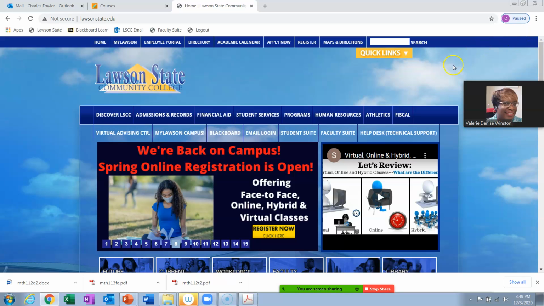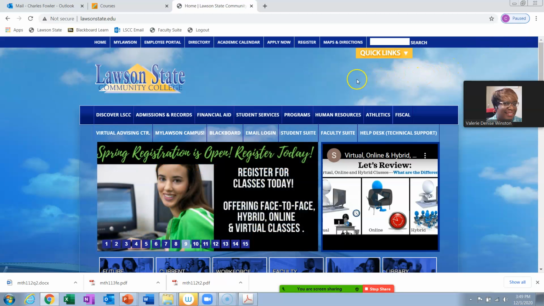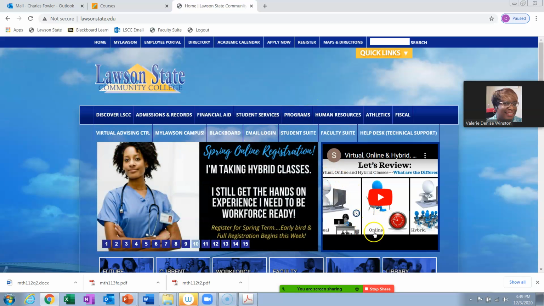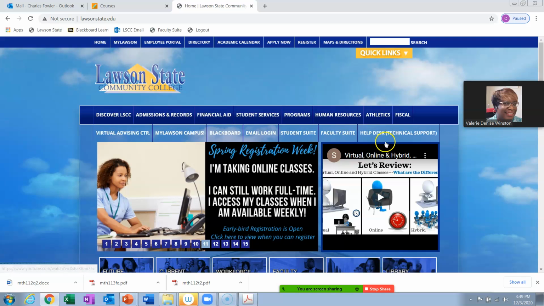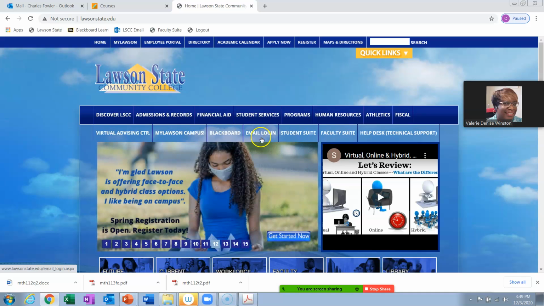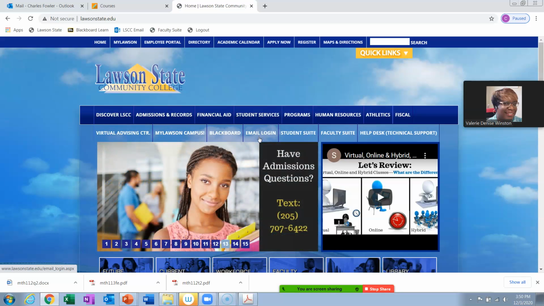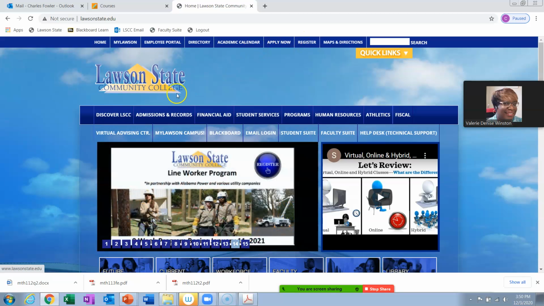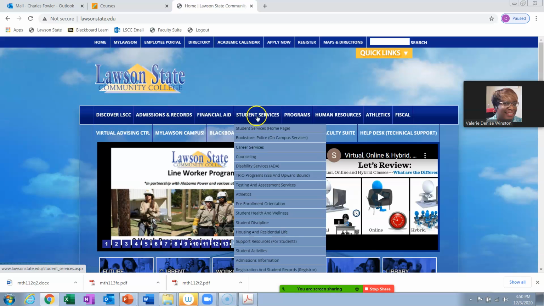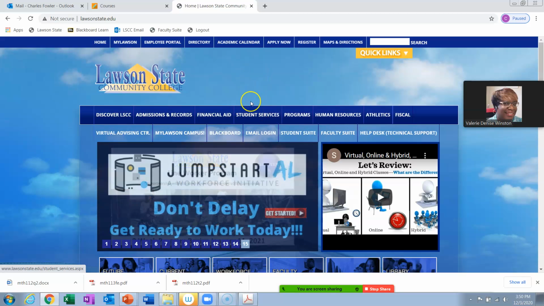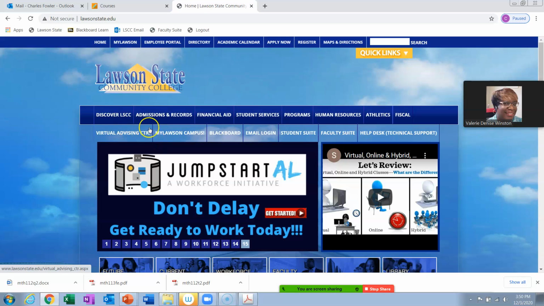Okay, right there in that blue bar where you see virtual advertising center, my Lawson campus, Blackboard, email login. Hit email login. Go up to that blue right there. Oh, there you go. That one right there. Does everybody see where we are there? Email login. It's in the light blue, not the dark blue. You have a dark blue set of tabs at the top of the page, then the Lawson State logo, then a dark blue set of tabs below that, and then a light blue set of tabs here.